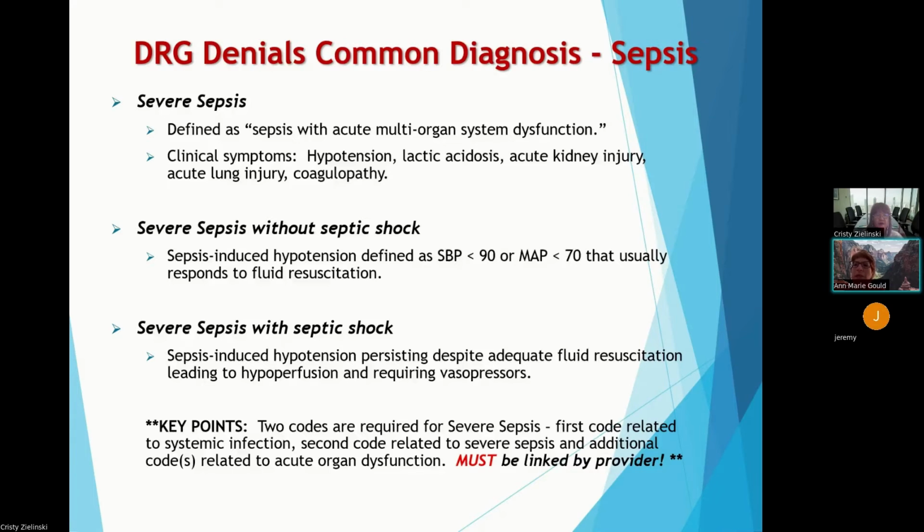Now, your key points here: there are 2 codes that are required for severe sepsis. Your first code is related to the systemic infection, the second code is related to severe sepsis, and your additional code is related to acute organ dysfunction. The key is they must be linked by the provider. If they are not linked by the provider, a query should be sent to confirm that information.